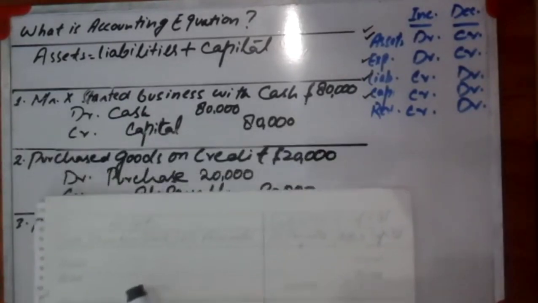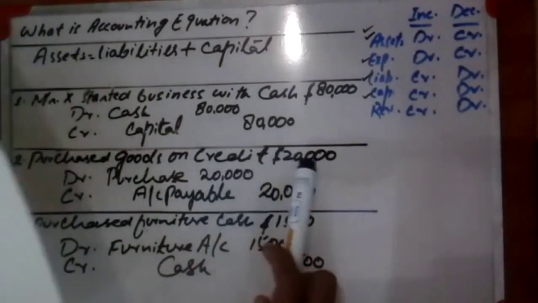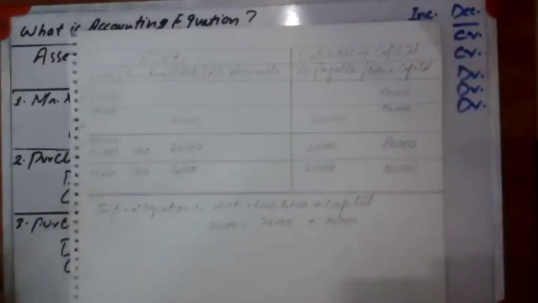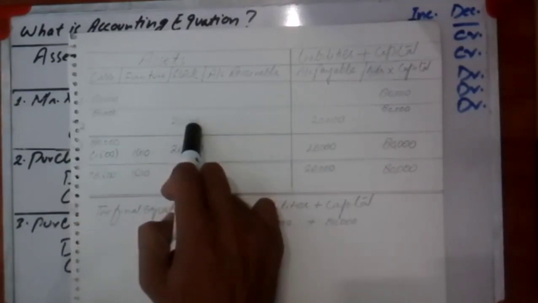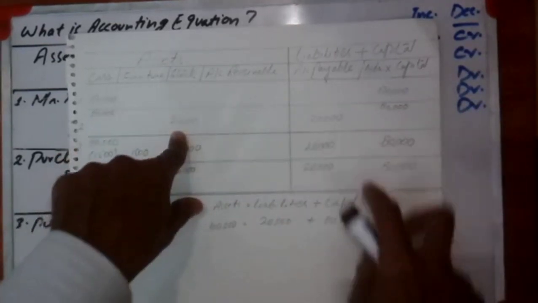Now second transaction, purchase goods on credit 20,000. Stock is increasing 20,000 and accounts payable 20,000. Both sides equal, 80,000 plus 20,000, 80,000 plus 20,000.